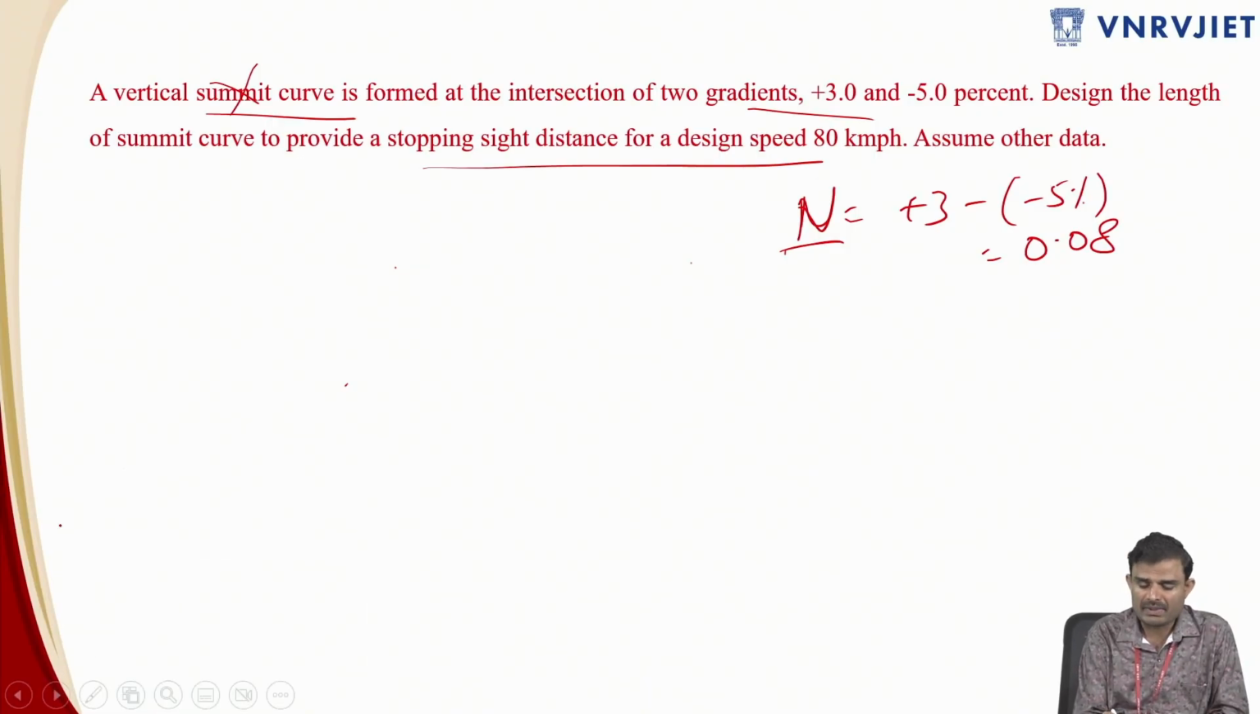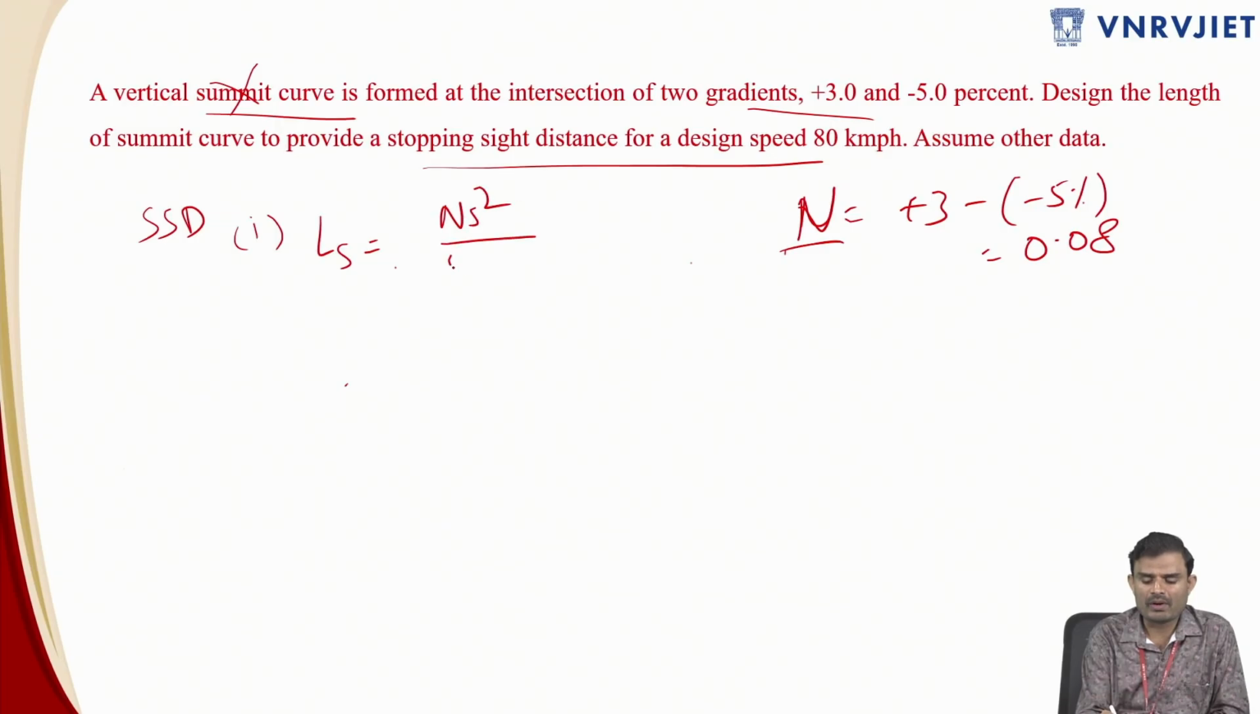So the design length of the summit curve. So this is the summit curve criteria, SSD. While deciding the SSD, you have to calculate the length of the summit curve. LS is equal to ns square divided by 4.4, assuming that L greater than S, where S is nothing but SSD. But you have to calculate what is SSD. We have already discussed to a length how to calculate the stopping sight distance.